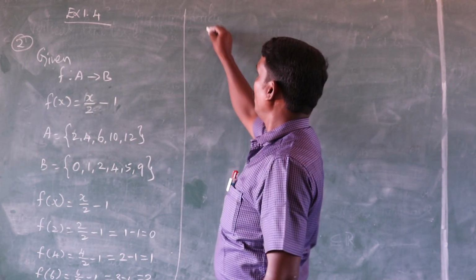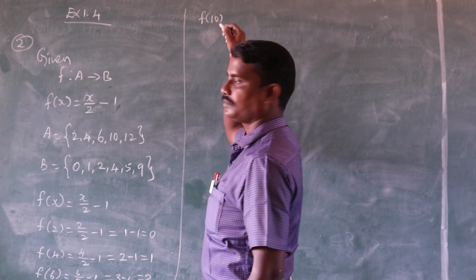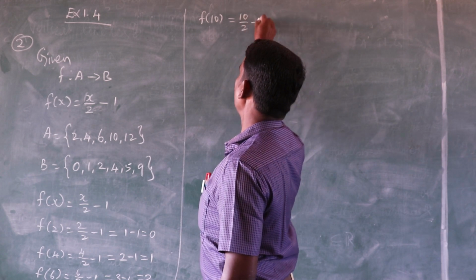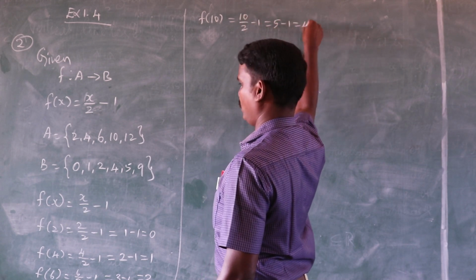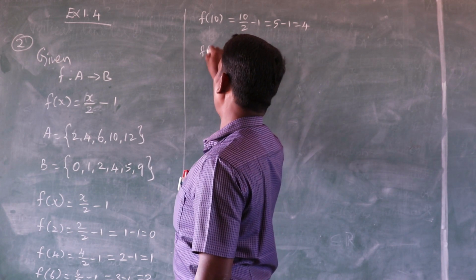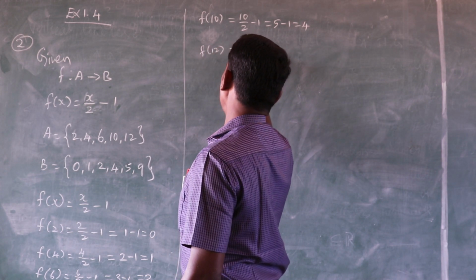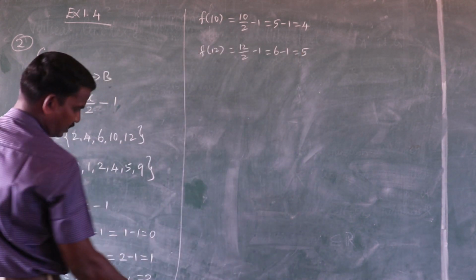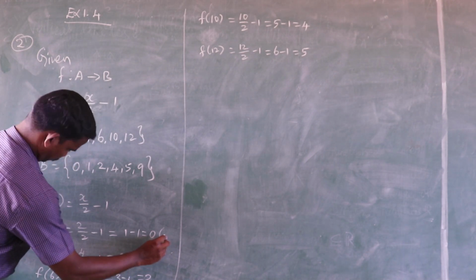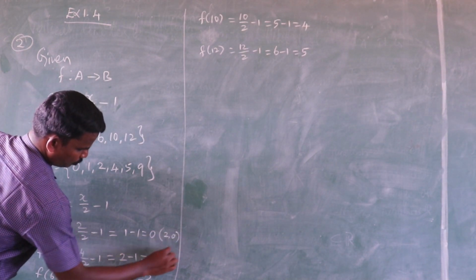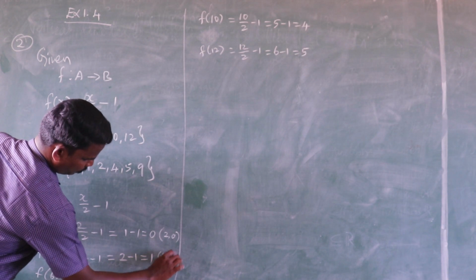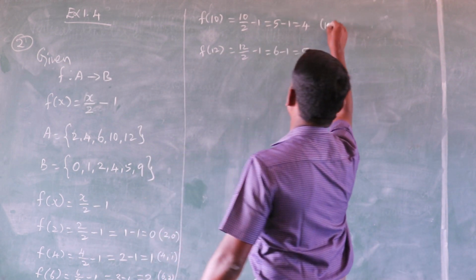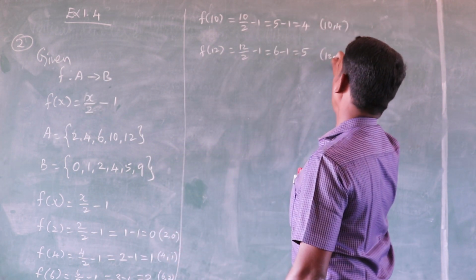And then f of 10 is equal to 10 by 2 minus 1, which is 5 minus 1, equal to 4. And then f of 12 is 12 by 2 minus 1, which is 6 minus 1, equal to 5. So you can write here 2, 0; 4, 1; 6, 2; 10, 4; and 12, 5.